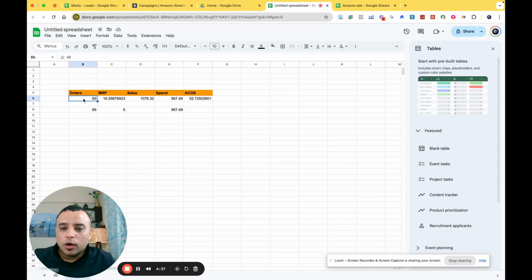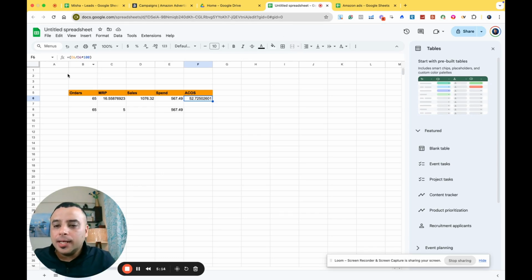So if I have 65 orders, and my MRP, say for example, is 16.5, and my sales is this, my spend is this. If I divide spend by the sales and multiply by 100, I get an ACOS of 52.7. Now, if we have to calculate the real ACOS, when I say real ACOS, that means the ACOS based on the amount or royalties that I have earned, and I know for sure that'll come to my bank, right? So I need to also look at the real ACOS.